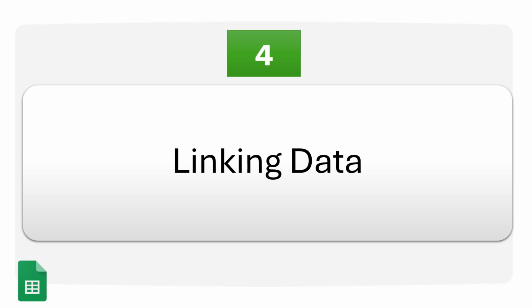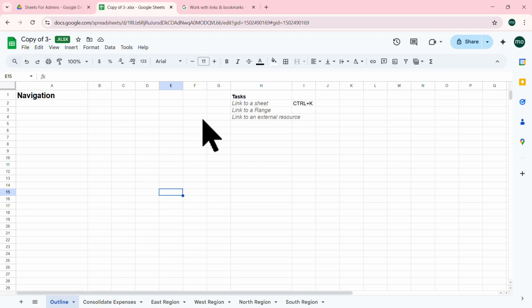In lesson 4, we'll take a look at how we can link data using Google Sheets. We can link to a sheet, we can link to a cell, we can even link to an external source as well. Go ahead and open up file number 3. Remember to make a copy of the file.